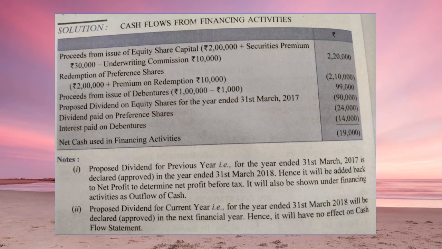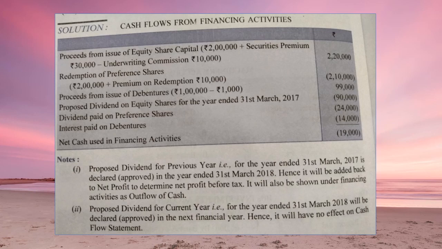Proceeds from issue of debentures. Now listen. And now see, debentures were issued at discount. It means this amount will be subtracted. Debentures undoubtedly are issued at discount. The discount amount is rupees 1,000 and that 1,000 has been subtracted. It means the company will receive rupees 99,000. Proposed dividend on equity shares for the year ended. Proposed dividend was on equity shares and this payment has been done. You are doing the financing activity, the amount will be subtracted.